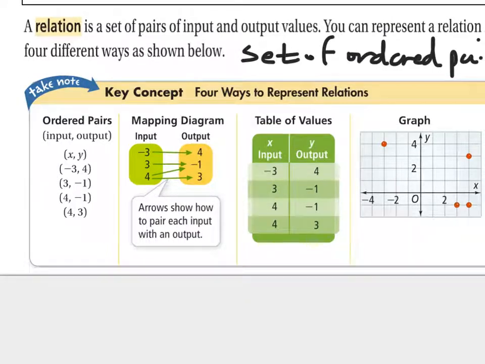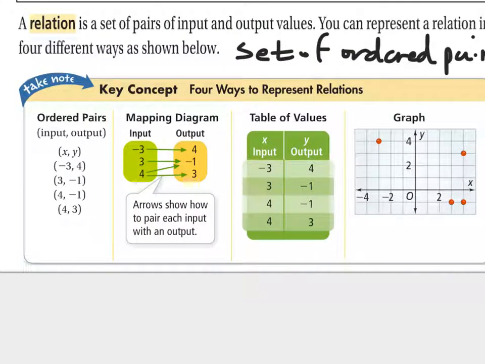One is simply by writing out ordered pairs. You see here this is a way to represent relations. You have a set of ordered pairs. You have x, y: negative 3, 4; 3, negative 1; 4, negative 1; and 4, 3. These are relations. There's an x value, there's a y value, just like normal. You've seen those before.